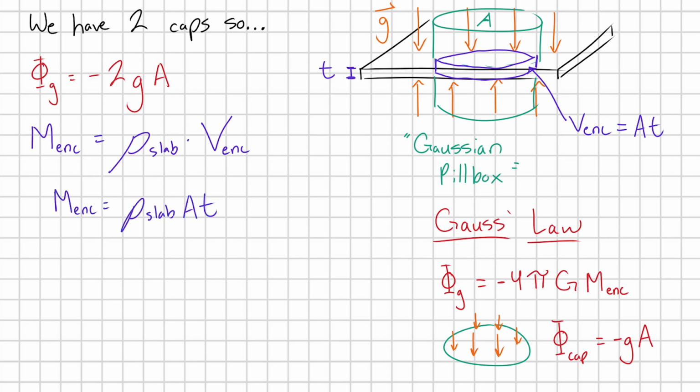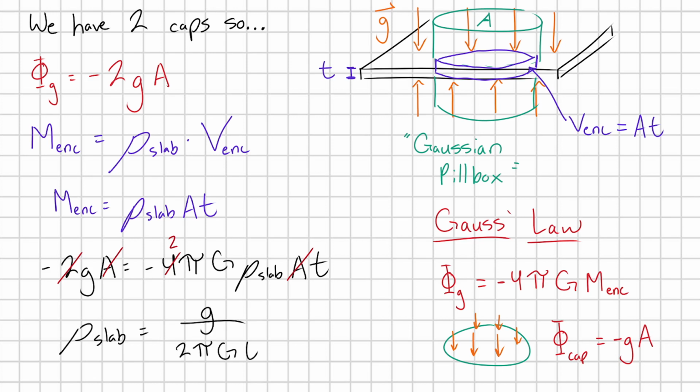Nice, so now let's go ahead and plug in our expressions for M enclosed and phi sub g into Gauss's law. Look at those A terms, they're going to cancel out. And so we can get out this really nice expression for the mass density of our slab purely using the constant gravitational field strength of the slab and the thickness of the slab.